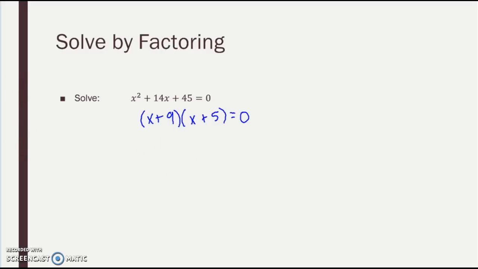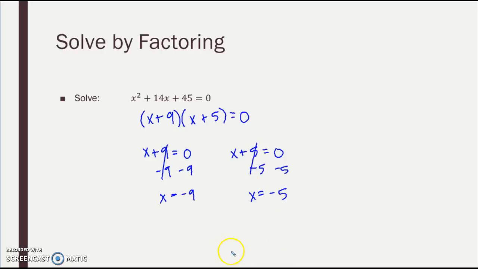So I have one option when x + 9 equals 0, and one option when x + 5 equals 0. And now I can solve and figure out what x needs to be. So I subtract 9 from both sides. x equals negative 9. Subtract 5 from both sides. x equals negative 5. So my solution set, if I were to solve this by factoring, would just be negative 9 and negative 5.